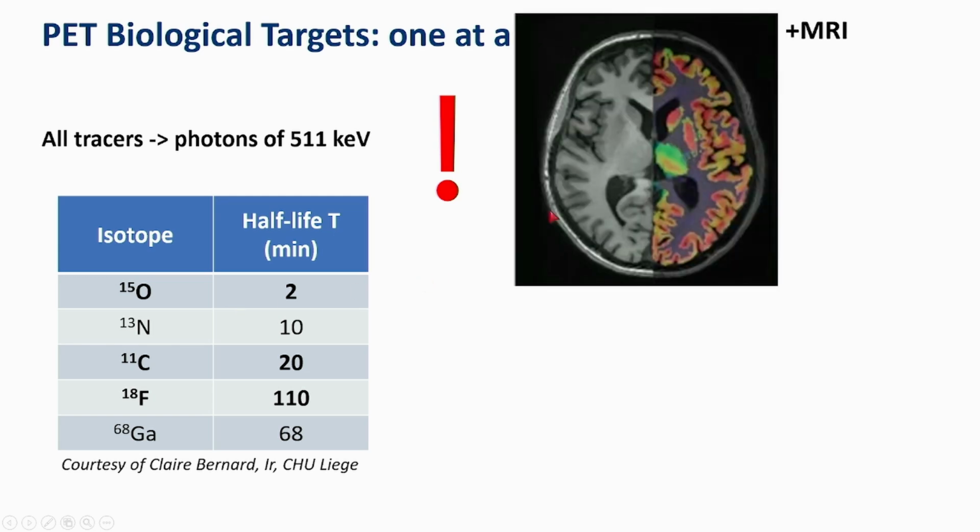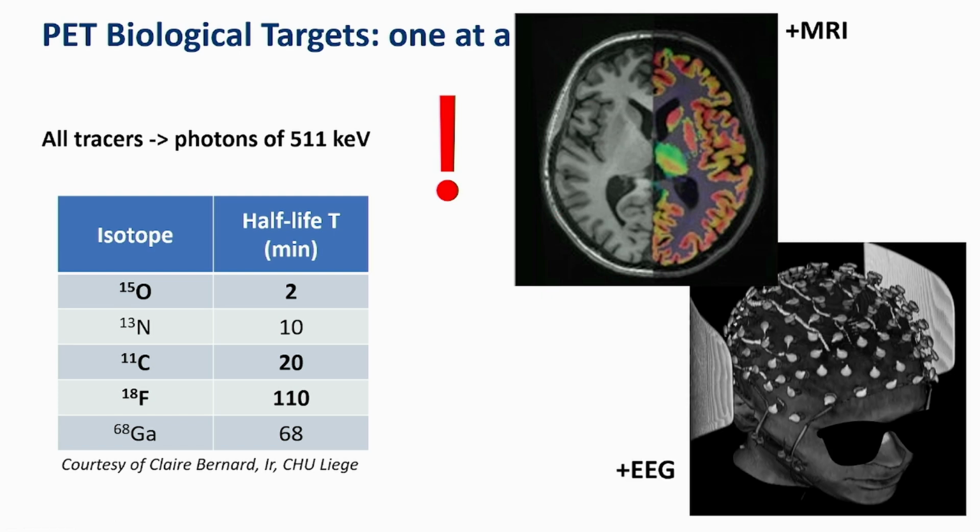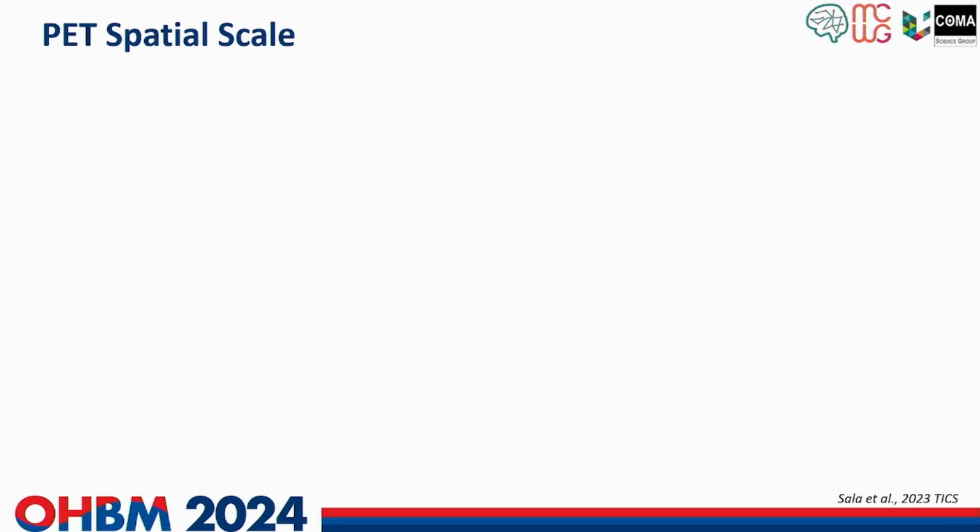Another thing you can do, if you have a PET MRI scanner, you can integrate a measurement with PET with a measurement with MRI. And you can also, if you have a PET CT scanner, add a measurement with EEG. So we are acquiring right now PET EEG simultaneous data. EEG doesn't interfere with PET. There is no magnetic field, so with a standard EEG, you can quite easily do PET EEG acquisitions. Okay, so this was for the biological targets.